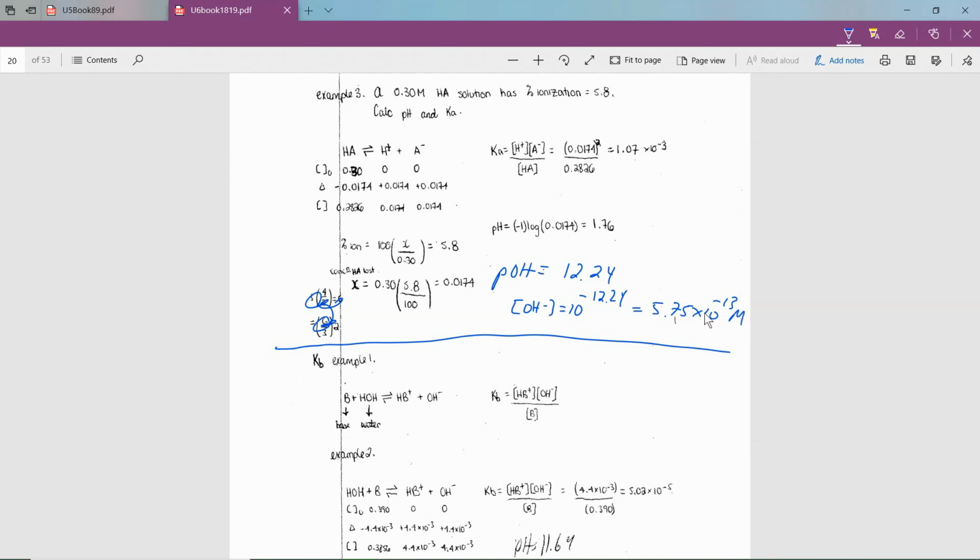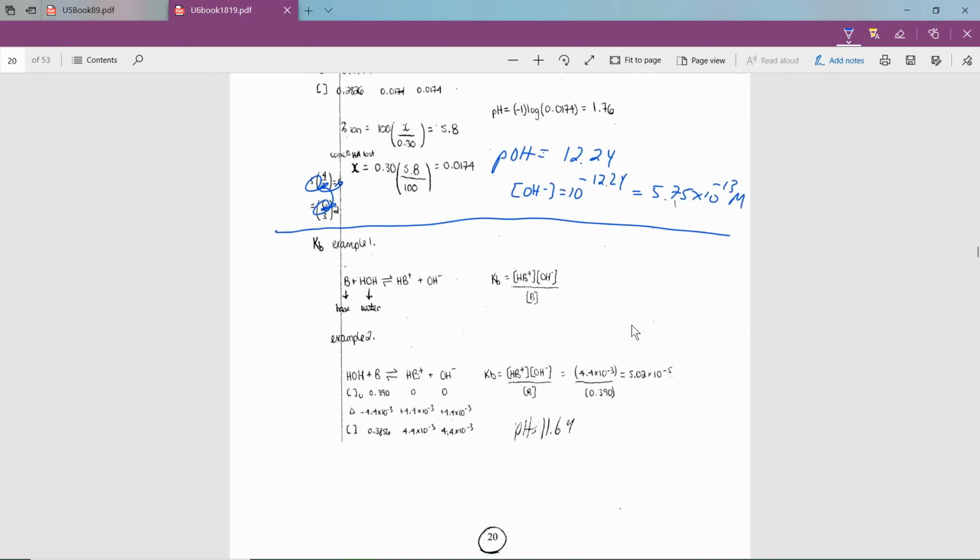Okay, so this one was interesting in that we were given the percent ionization, and we worked to solve for x. So that's a good one.